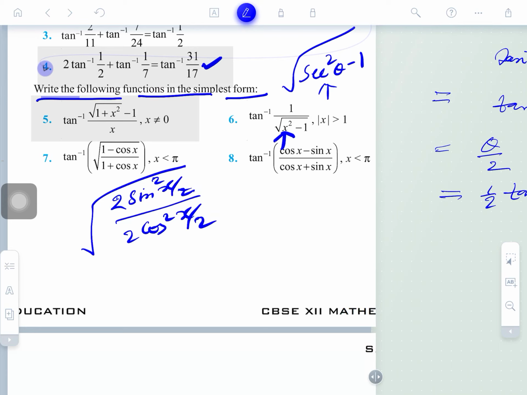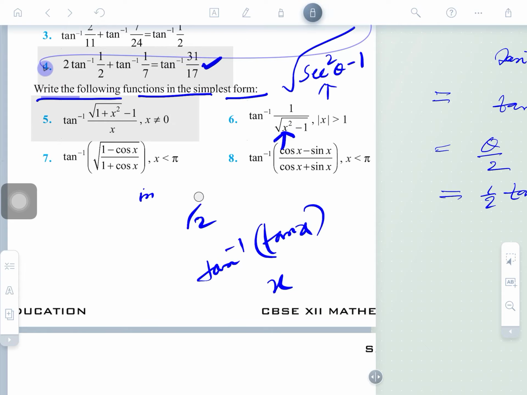This is one method. Another method I am telling you: in place of one, you can write sin square by cos square, that is tan square. Tan square will come out of the root, it will be tan x by 2, and the same situation will develop here, tan inverse of tan. So what will it be? X here, that is f inverse of f of x, the composition of a function with its inverse. Is that clear? So you can solve this question, question number 7.